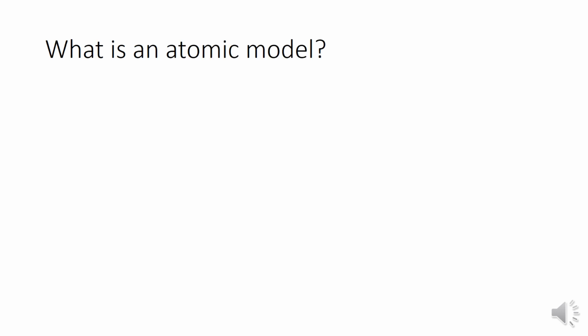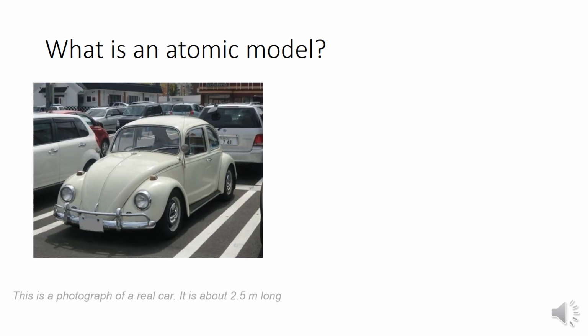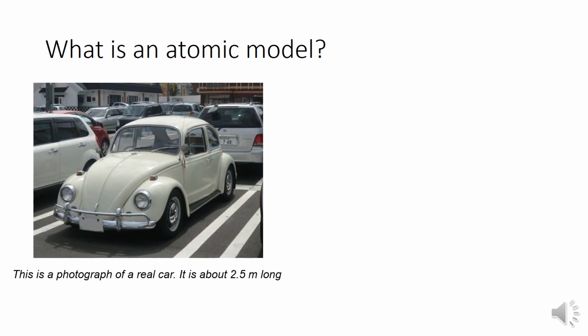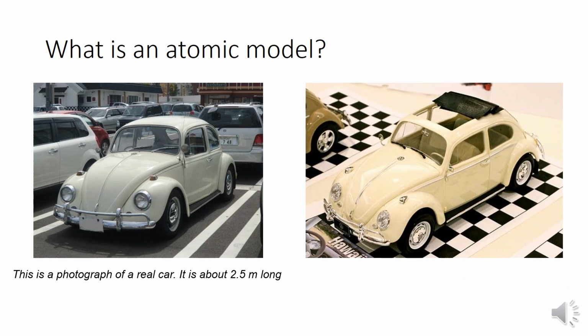Now, to proceed with our lesson, we need to know what an atomic model means. So let's start with a general model. For example, if we have a car, this car is actually a real car and it's 2.5 meters long. If I want a model for this car, I make a small model. It is similar, but it's much smaller than the real car. That's why we call it a model car, and it's 25 centimeters long, only to represent what a car is.